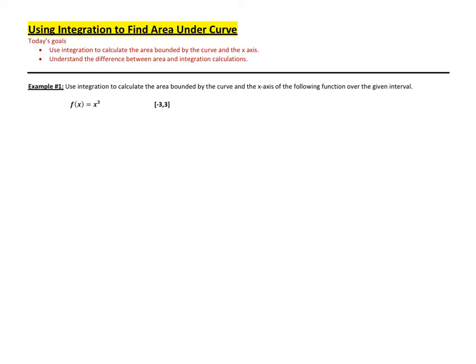over the given interval. So here's my function and here's my interval. So if we go based off of what we did the past couple of days, a lot of you are probably thinking the best way to do this would be to go from -3 to 3 of x squared dx. So take a minute, type that into the calculator, and then hit resume when you're ready for the answer.